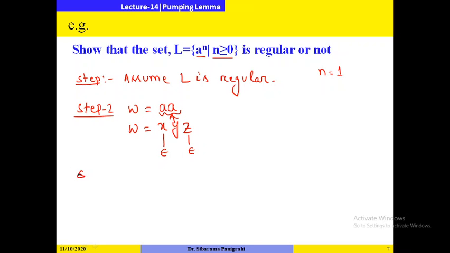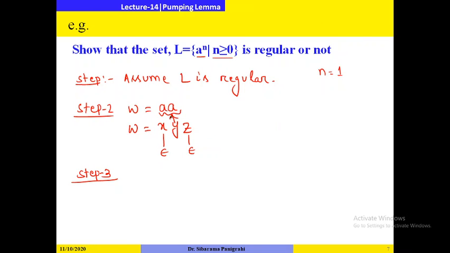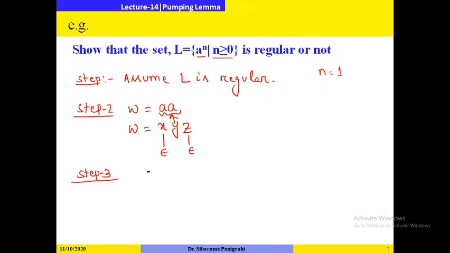Now in step number 3, you can take any string, but it should satisfy this condition: mod of xy should be less than or equal to n, and mod of y should be greater than 0. In step number 3, I will choose a suitable i, such that xy^iz does not belong to L. So here x is epsilon, y is a to the power i, and z is epsilon.